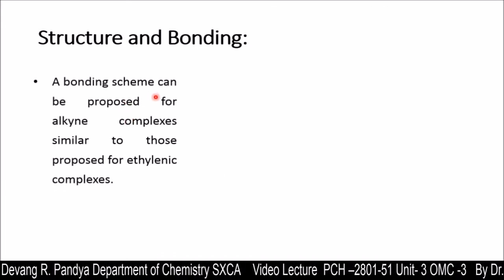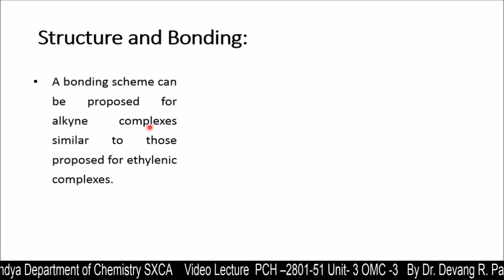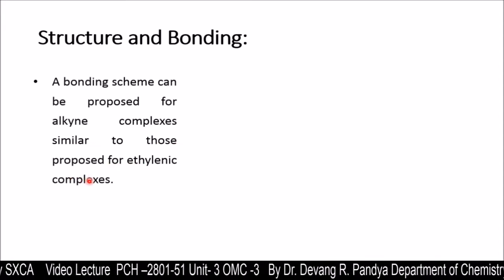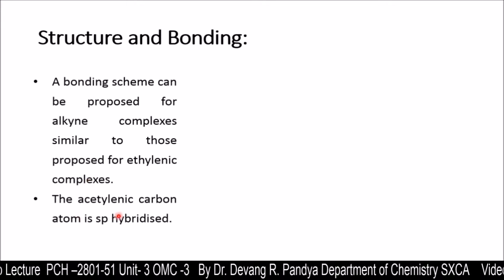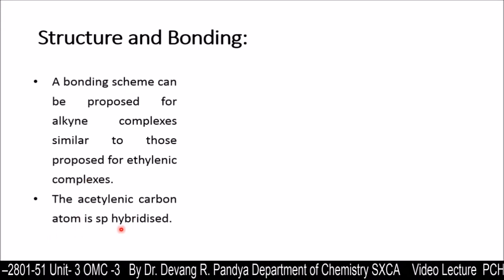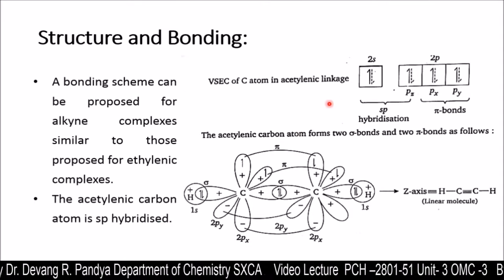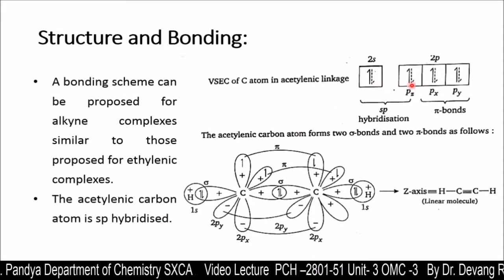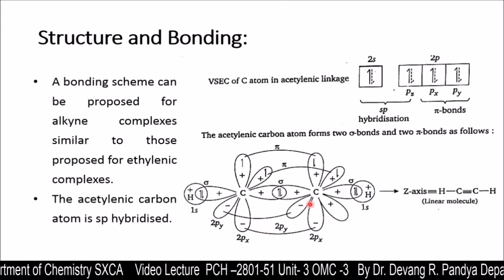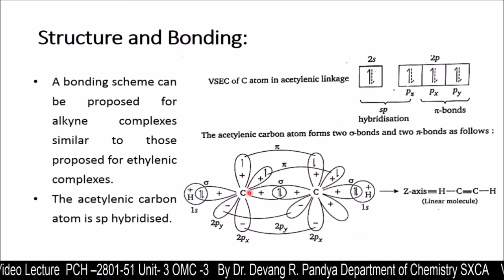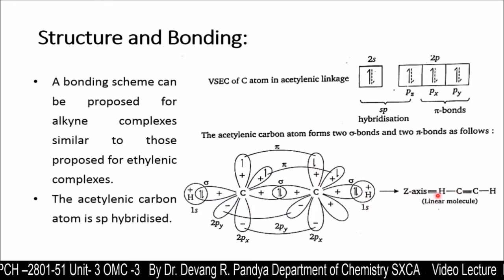A bonding scheme can be proposed for alkyne complexes similar to those proposed for ethylenic complexes. The acetylenic carbon is sp hybridized, which you already know, so I'm not going to waste more time. Here you can see the sp hybridization, and 2 pi bonds above and below the plane, and a linear structure you can expect like this one.